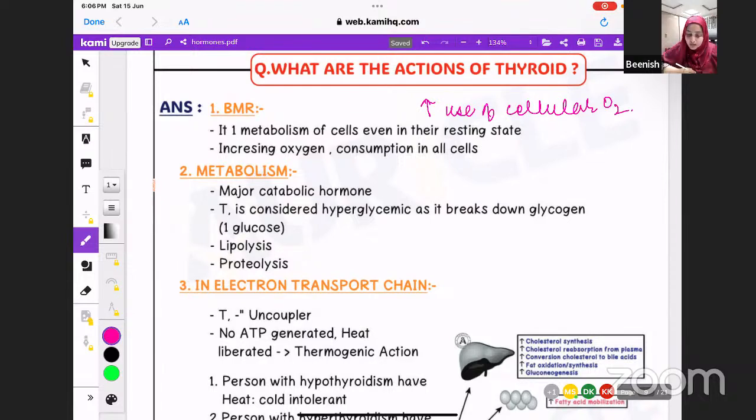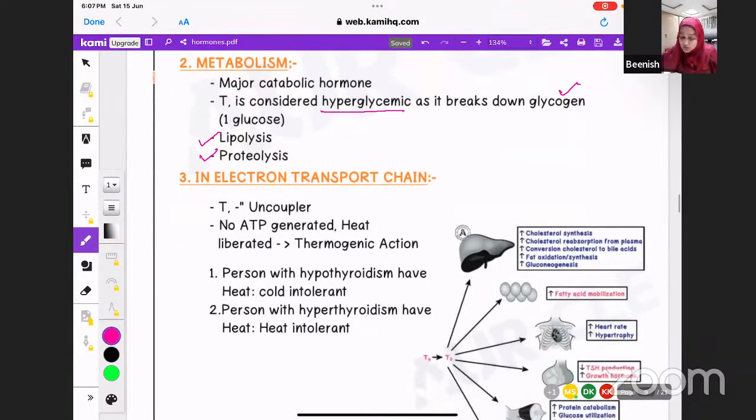Another thing, when BMR increases, your cellular metabolism of carbohydrate, protein, and lipid also increases. So it is a major catabolic hormone. It is increasing lipolysis, it is increasing proteolysis, and it is also increasing glycogenolysis, that is the breakdown of glycogen. So when your glycogen is going to break down, it is going to give glucose. Therefore, it is considered hyperglycemic as it is breaking down glycogen. Now, another effect is on the electron transport chain. That is, it is a physiological uncoupler. Now, what are uncouplers?